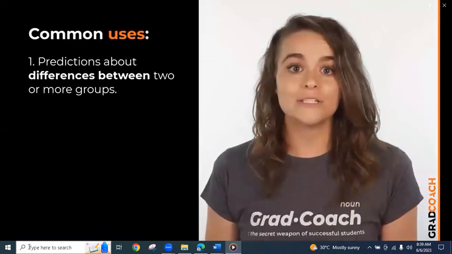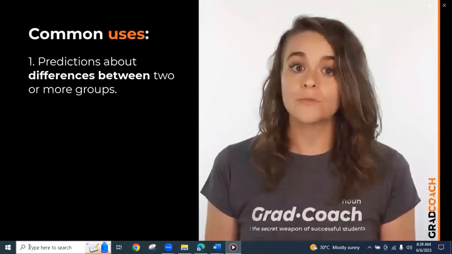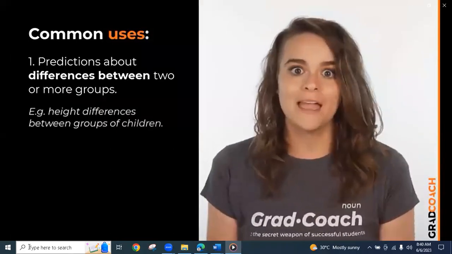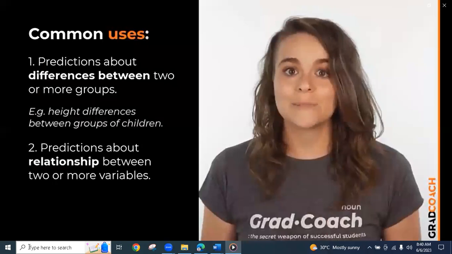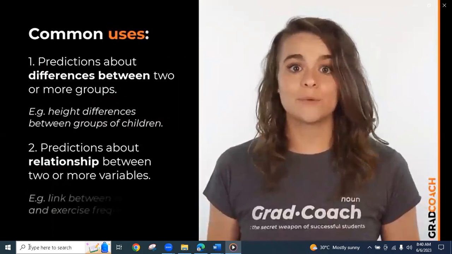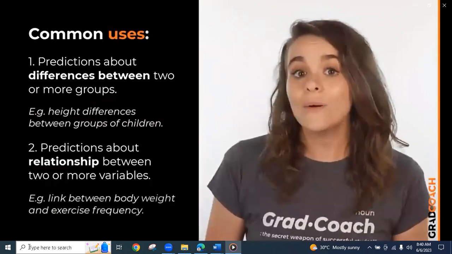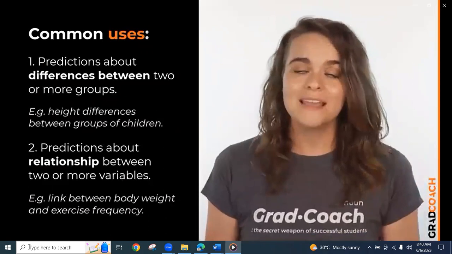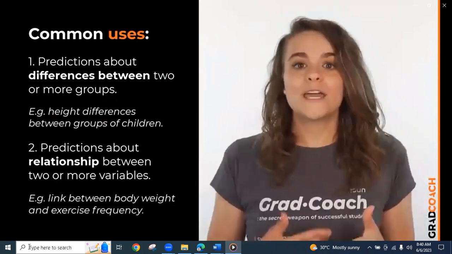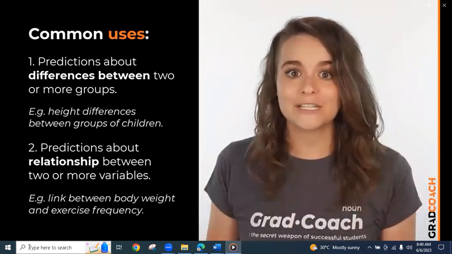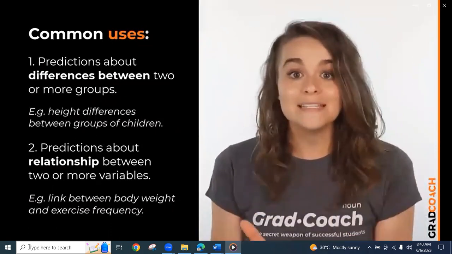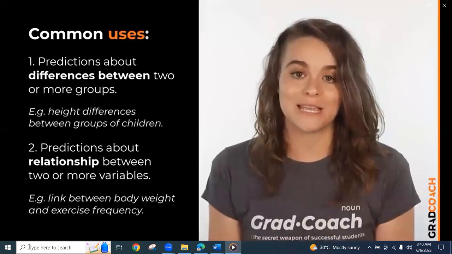Firstly, predictions about differences between groups. For example, height differences between children grouped by their favorite sport. And secondly, relationships between variables. For example, the relationship between body weight and the number of hours a week a person does yoga. In other words, inferential statistics, when done correctly, allow you to connect the dots and make predictions about what you'd expect to see in the real-world population based on what you observe in your sample data.